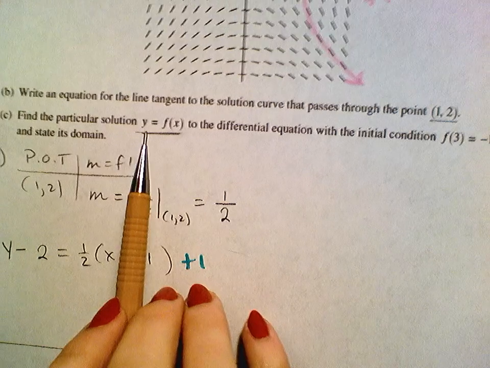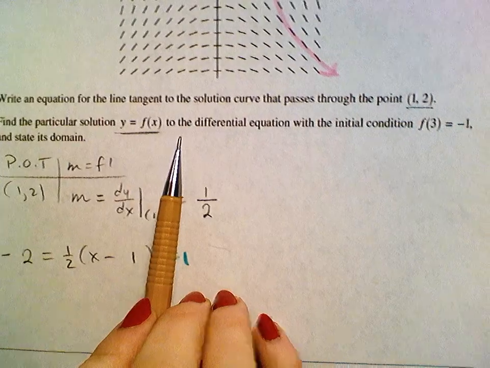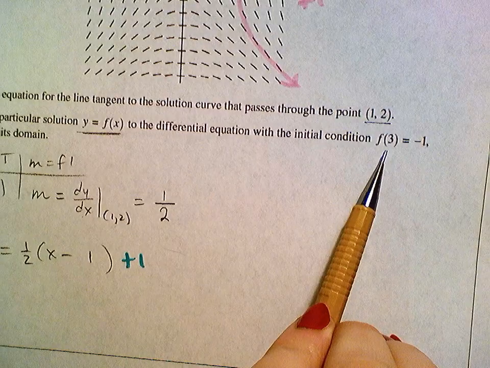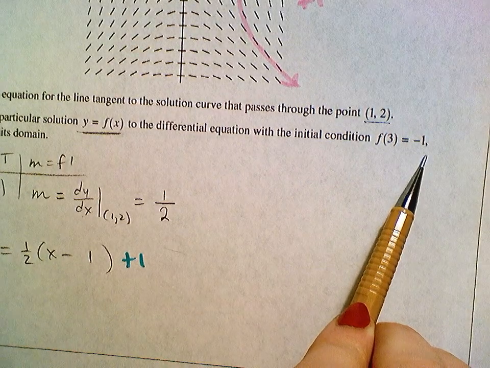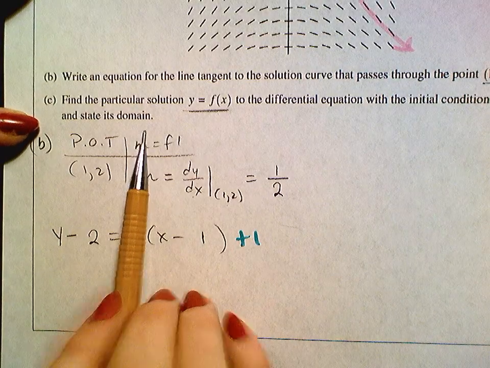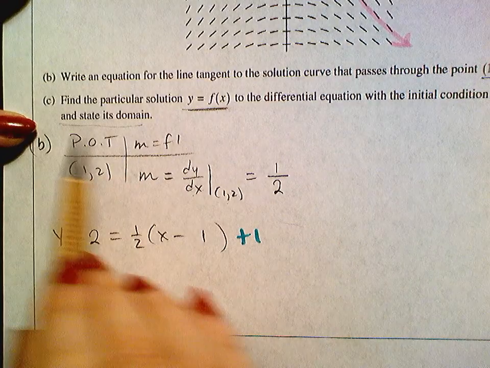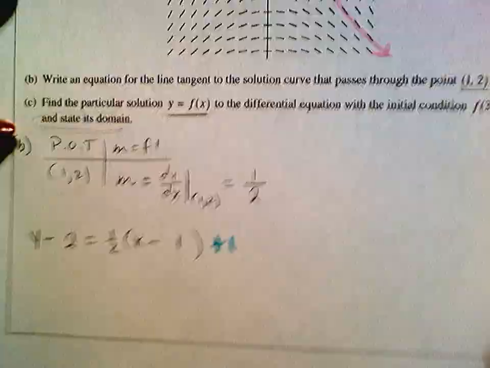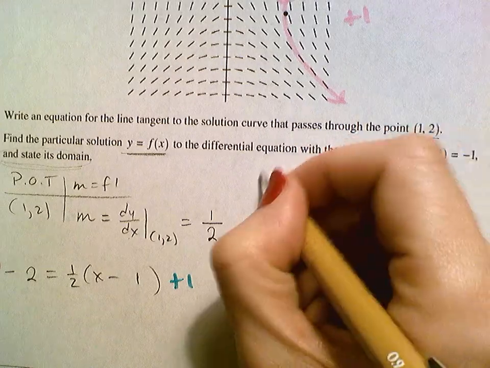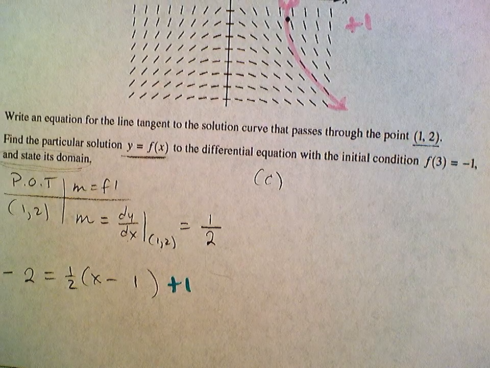So find the particular solution, y equals f of x, to the differential equation with the initial condition f of 3 equals -1, and state its domain. This was hard. Nobody got the domain part, but that's okay. All right, so for C.